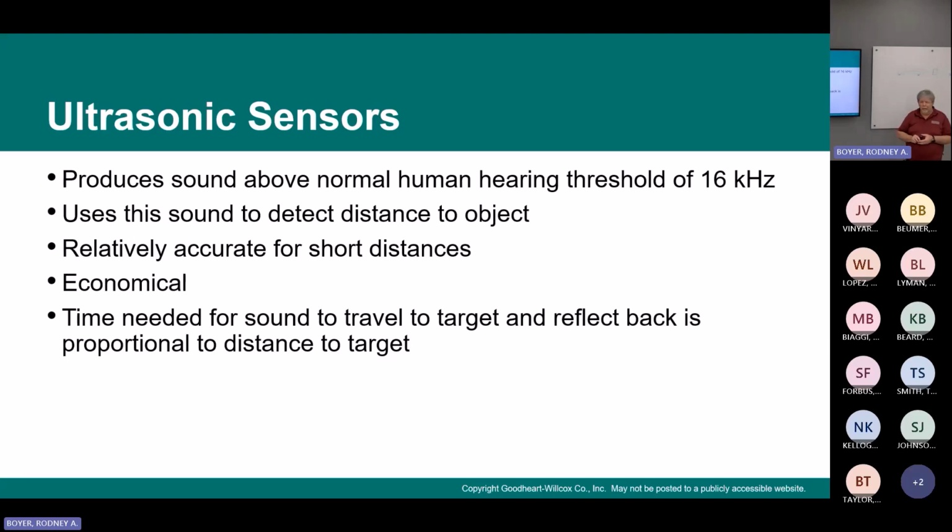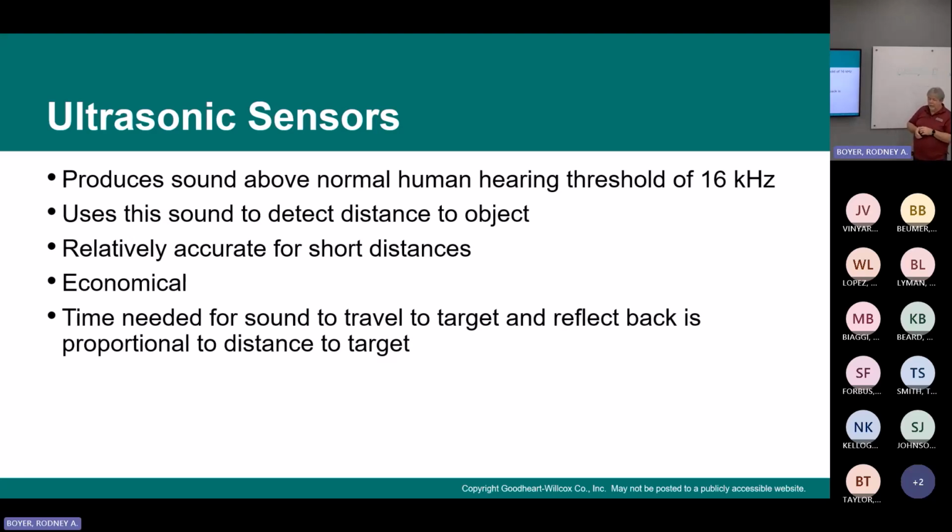The human ear can hear between 20 and 20K. So there are some people that can hear the ultrasonic sensors. I'm not one of them. I spent way too many years in noisy environments.